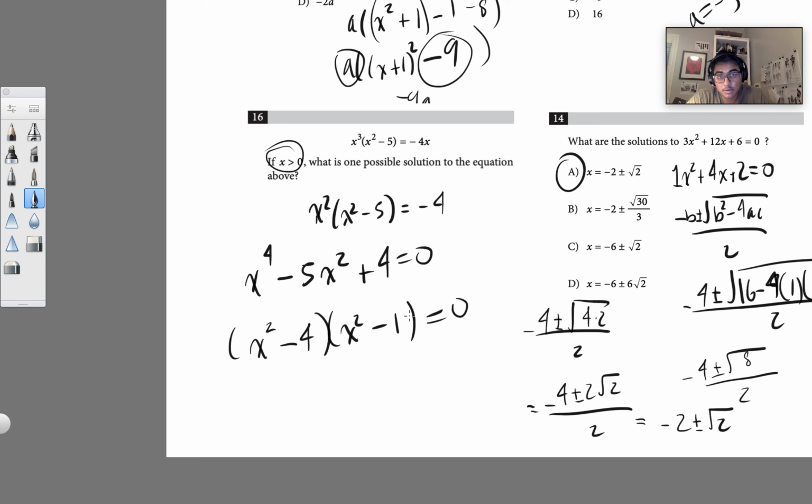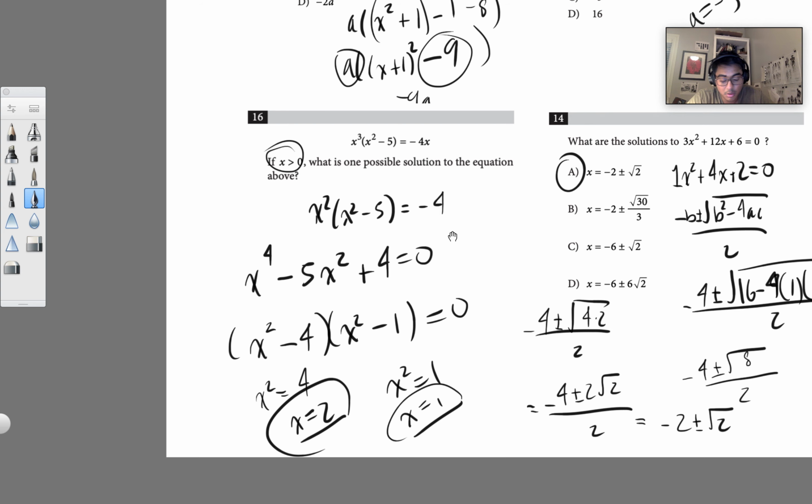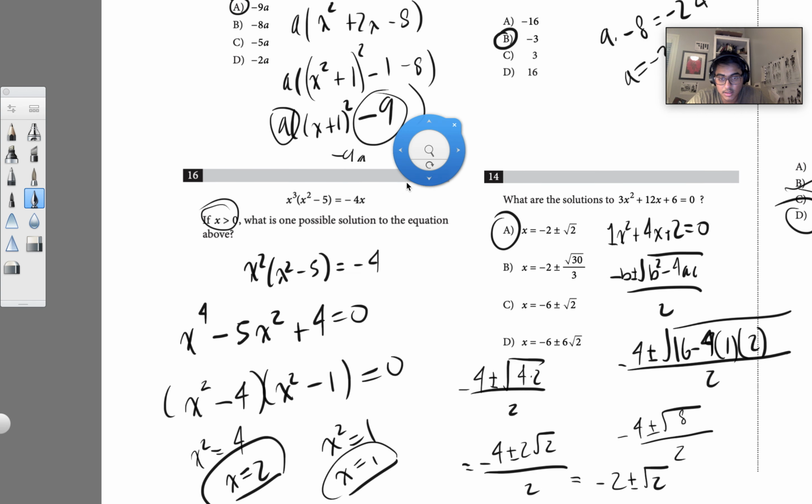So possible solutions: x squared has to equal 4, so x is equal to 2, that's one. Or x squared has to equal 1, so x is equal to 1, that's two. So just pick one of the two and roll with it. That's it, 1 or 2.